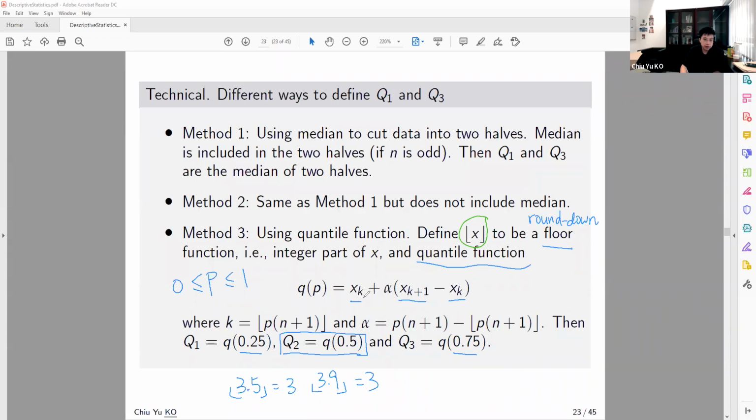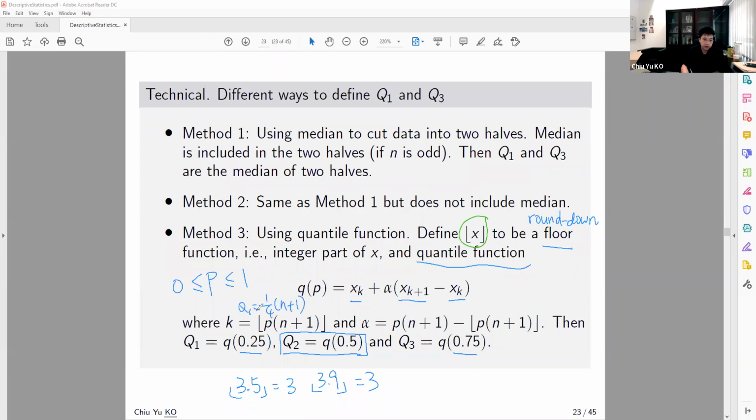What we want is to look at this function. You look at p equal to 0.25, which is one quarter. Remember, what we want is (n plus 1) times p. That's the idea, because we define the median as the half of (n plus 1) rank, and the first quartile is one quarter of (n plus 1). So this is Q1.